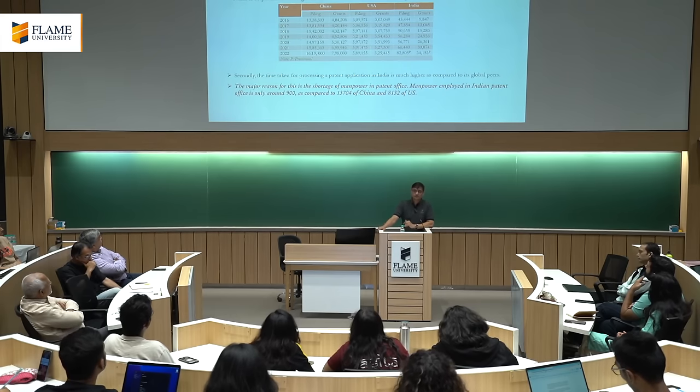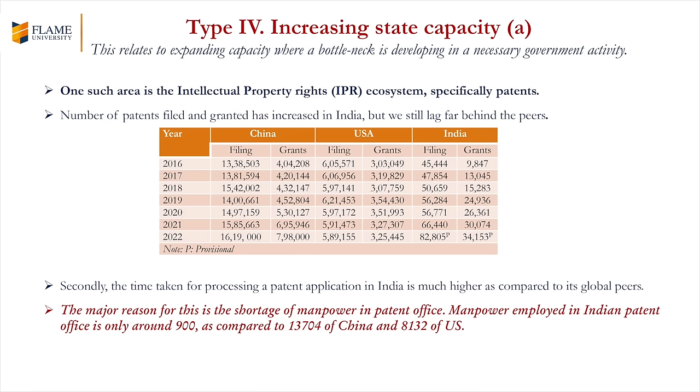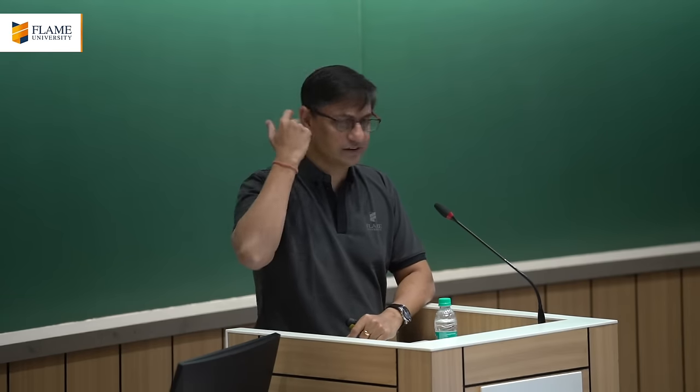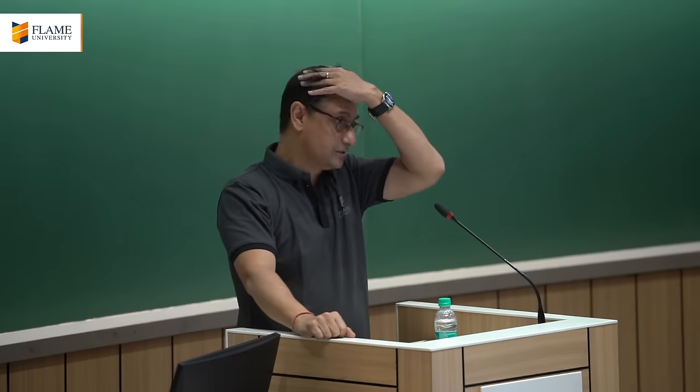Now I'm going to come to a fourth kind of process reform. This relates to where you need to actually add some state capacities. Now we all know that we want to go into the knowledge economy. This requires that we have a proper system of intellectual property rights. So the IPR ecosystem is a very important thing. You probably taught about this in your classrooms. But what actually happens in our IPR system?